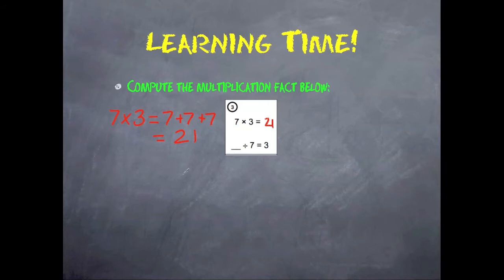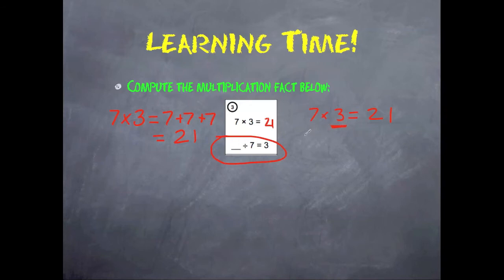21. Now in order to find the multiplication inverse, which is the second line here, we have to think what to put in the blank. So for the second line it says some number divided by 7 is equal to 3. Now what we can do is look at the first line, which is 7 times 3 is equal to 21, and we can figure out some way to get this number 3 by itself.